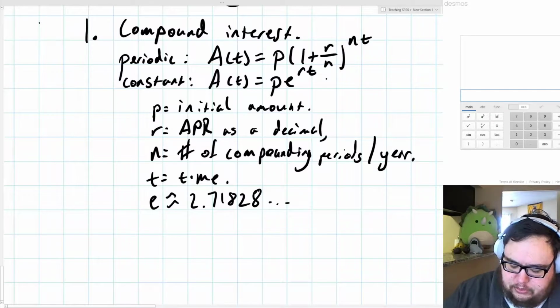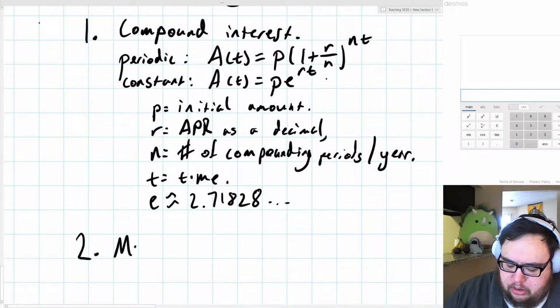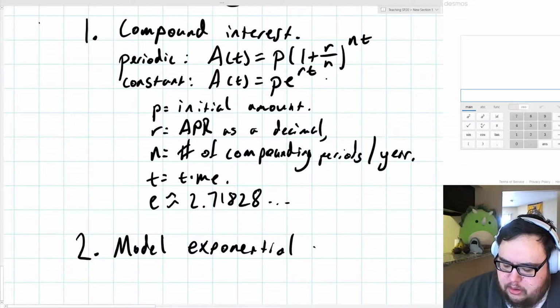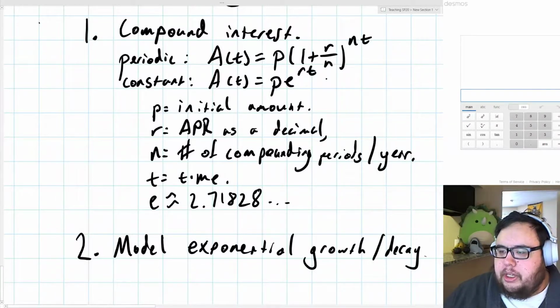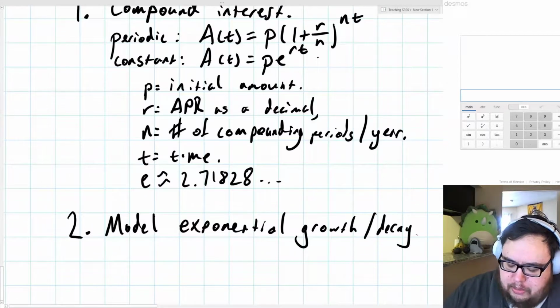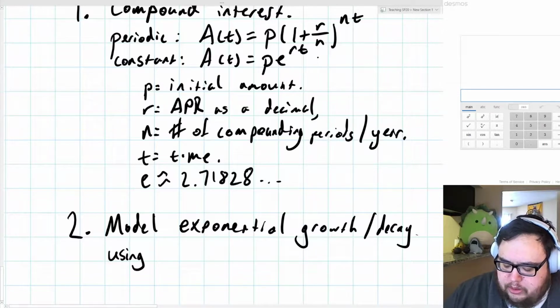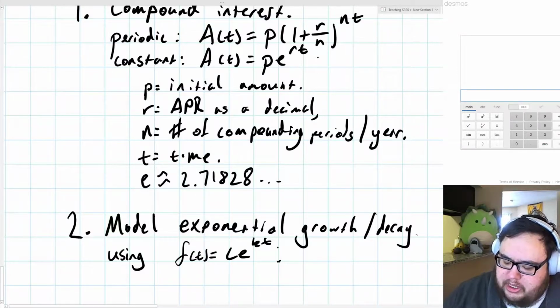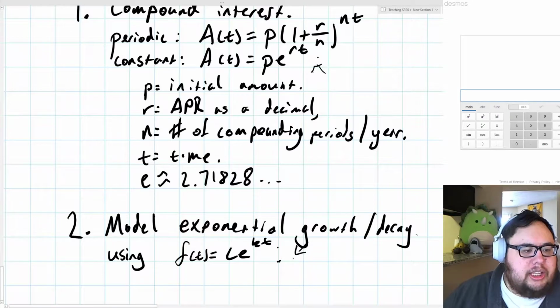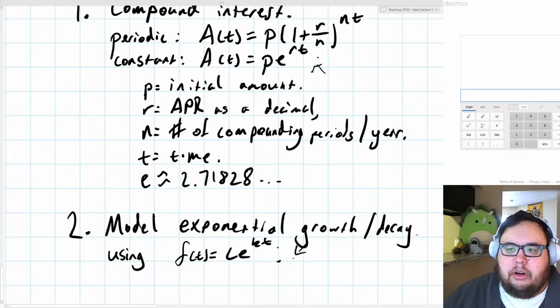Second, we'll model exponential growth and decay. So this is frequently going to be stuff like population modeling, and in particular, we'll be using the function f of t is equal to ce to the kt. Notice that this is exactly the same as Pe to the rt, right? Those are the same formulas, just slightly different letters, c and k instead of P and r.